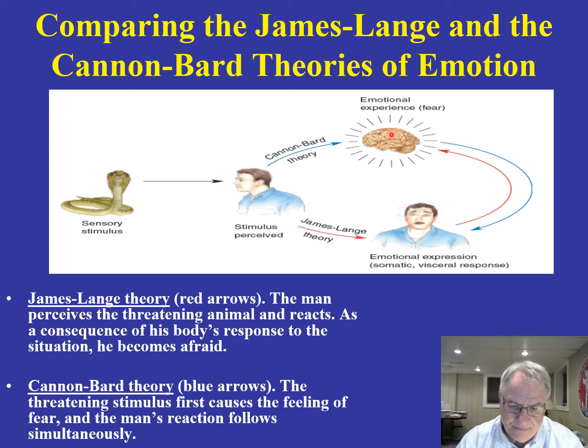The Cannon-Bard theory is a little bit different, and again, same stimulus, that of a snake. We perceive that stimulus, and the Cannon-Bard theory says that you experience emotion after seeing that snake, and it is one of fear. And then that in turn causes these somatic changes, these visceral kinds of changes that you feel. But again, it's only after you have become fearful. Then what follows are these biological changes. So the Cannon-Bard theory and the James-Lange theory are really saying very, very different things about the development of emotion.